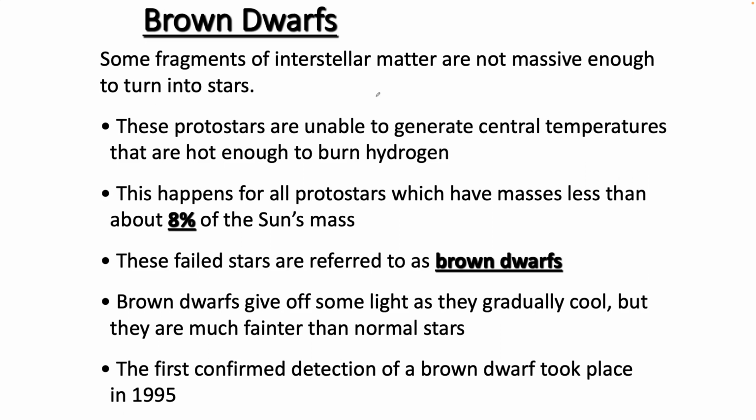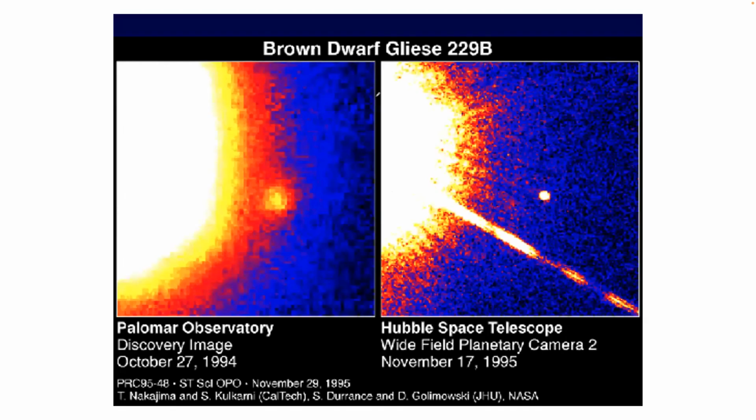Now, the first confirmed detection of a brown dwarf took place in 1995. So you can see that it's not very long ago. It's around 25 to 30 years ago that astronomers confirmed the detection of the first ever brown dwarf, even though it was theoretically predicted earlier. That is basically due to the fact that brown dwarfs are hard to find. This is an example of detecting a brown dwarf star.